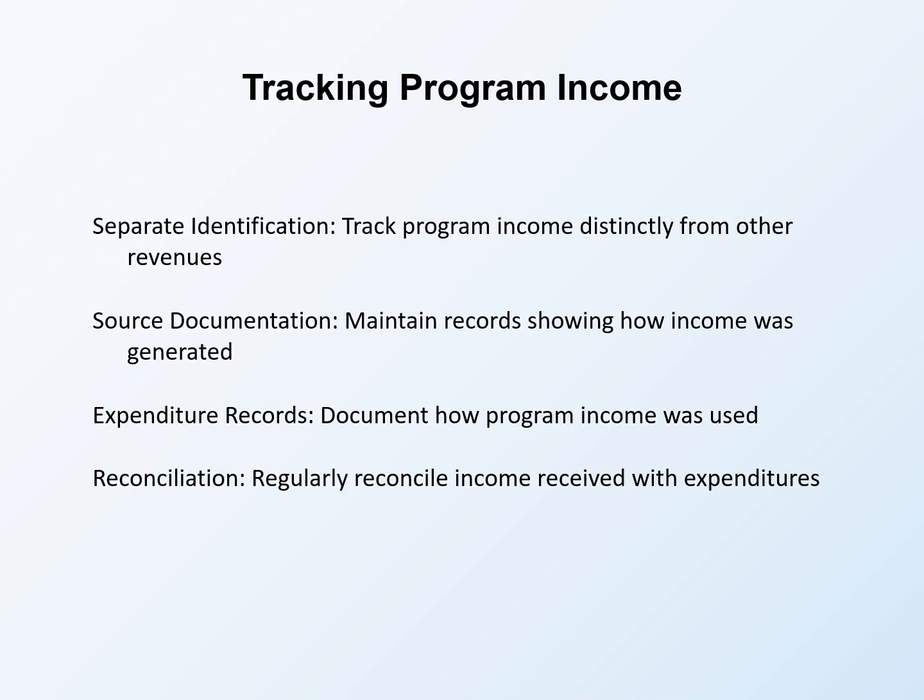Source documentation maintains records showing how program income was generated, what activities produced the income, what fees were charged, what sales occurred. Documentation should connect revenues to the grant-funded activities that generated them. This trail supports the characterization of revenues as program income.